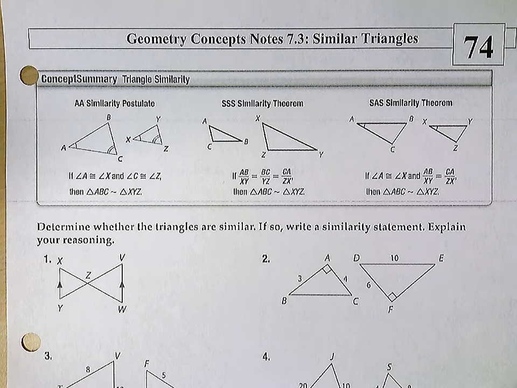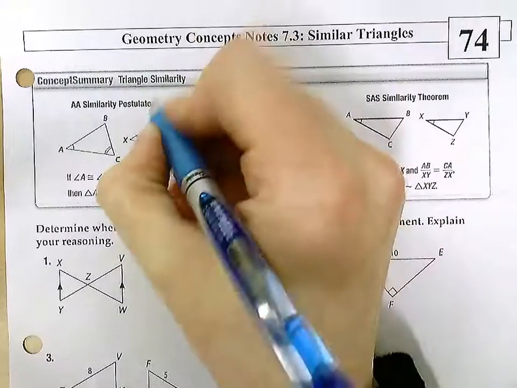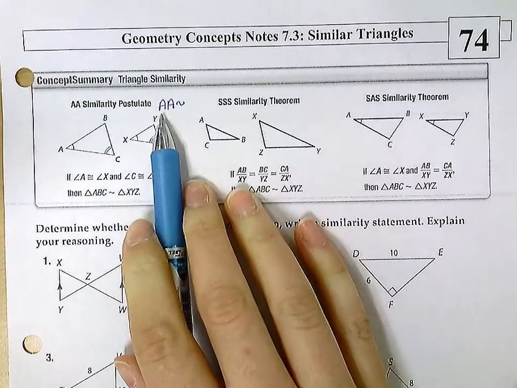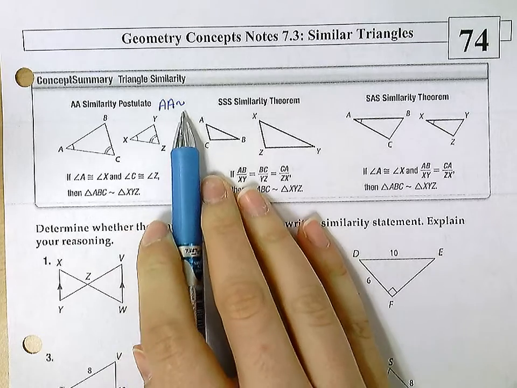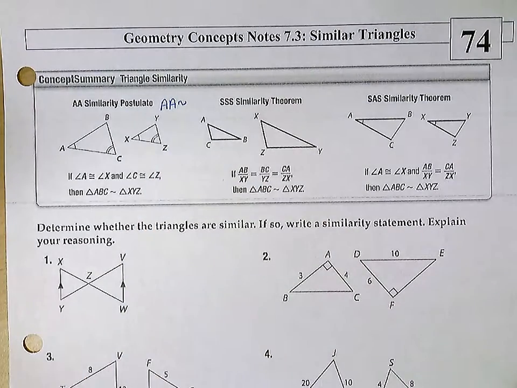Today we're going to go over similar triangles and how to prove similar triangles. So I have a couple triangle similarity postulates up at the top there. The first one is angle-angle similarity. So we write that as a similarity. Okay, so angle-angle similarity.